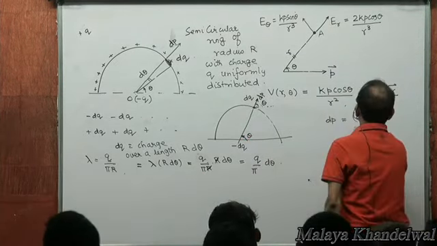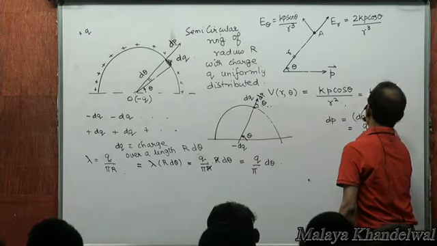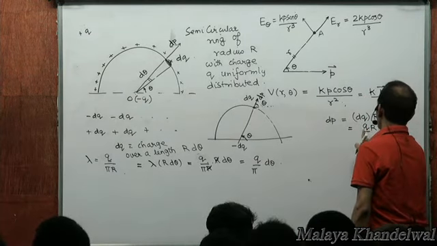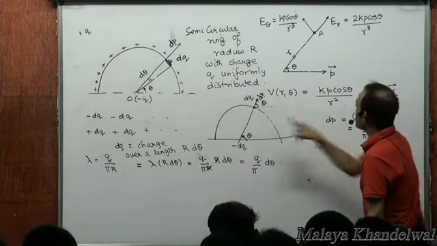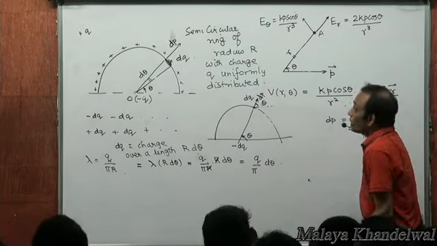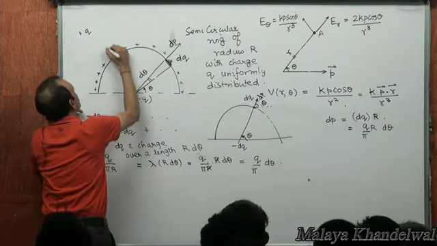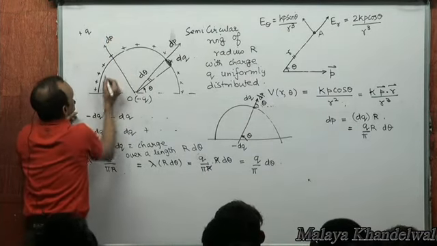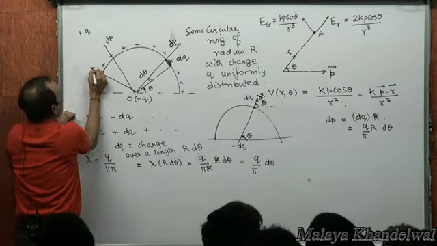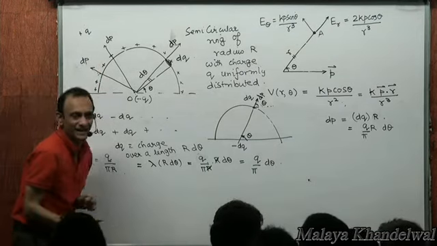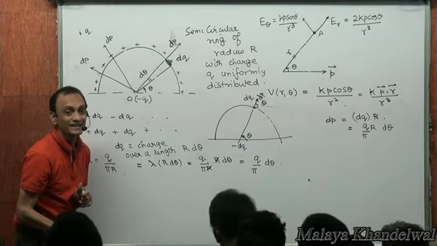So now I can write dq as q by pi d theta. That's a dipole moment dp. Now the important thing is, various minus dq's will produce dp's in different directions. So you can't add these dp's like you add scalars.